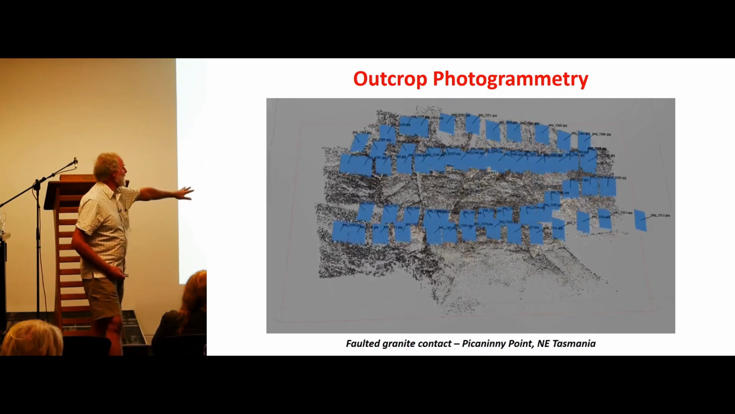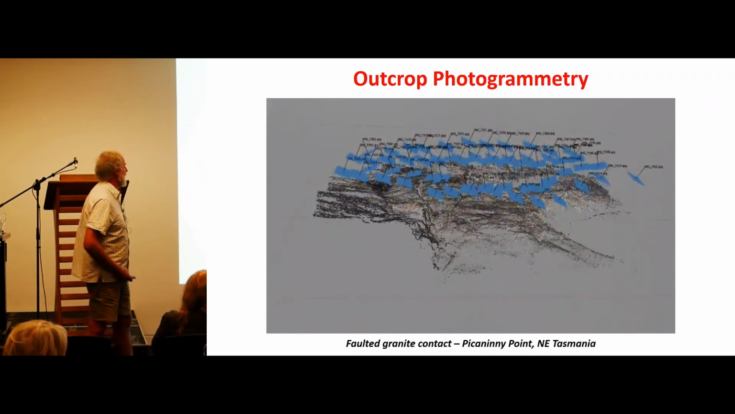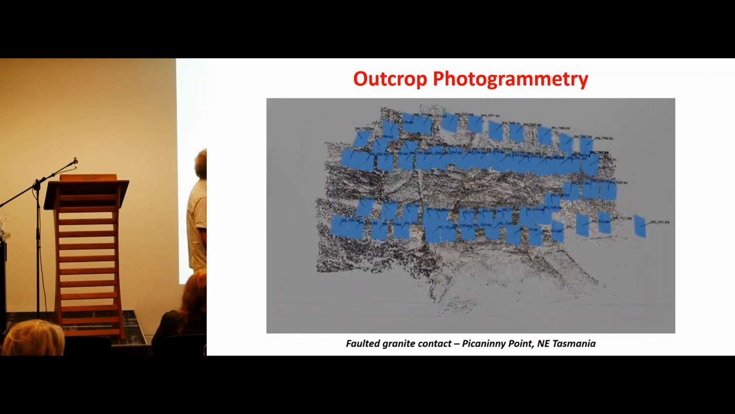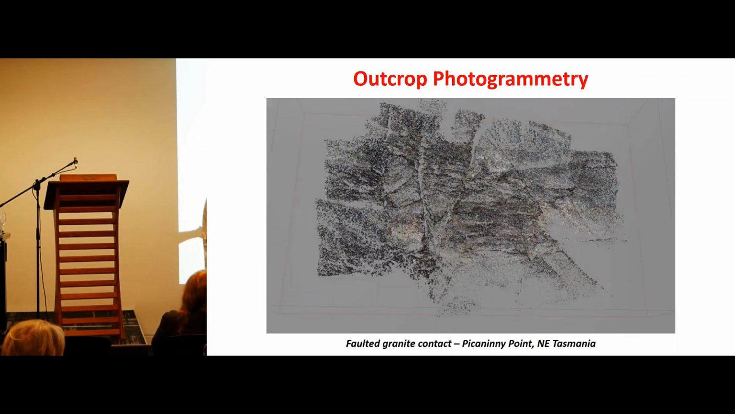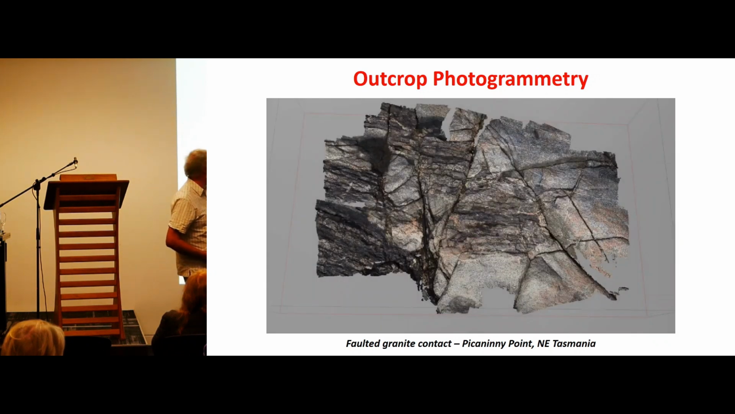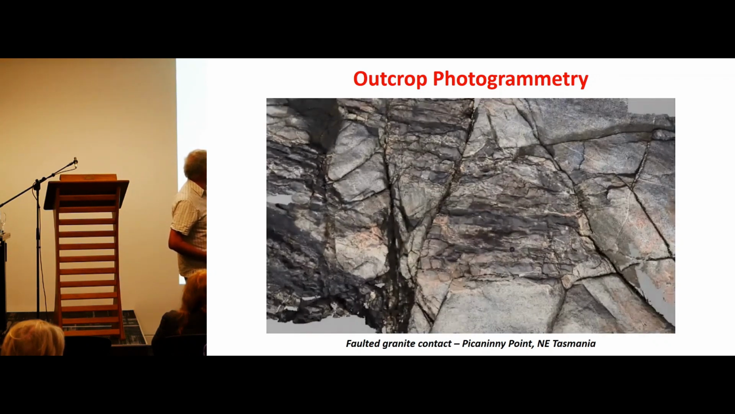So this is an outcrop at Piccaninny Point on the east coast of Tasmania. The little blue things are the calculated positions of the cameras with little vectors showing where the camera's pointed. And those points in the background are the SIFT algorithm points. They're the points that the SIFT algorithm found. Then we infill those points.